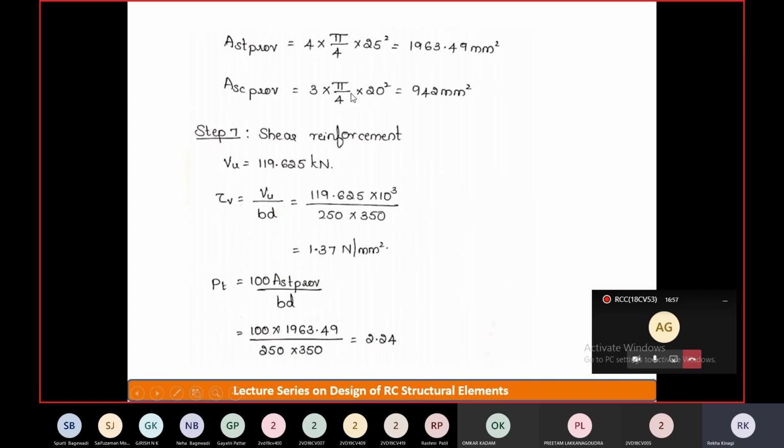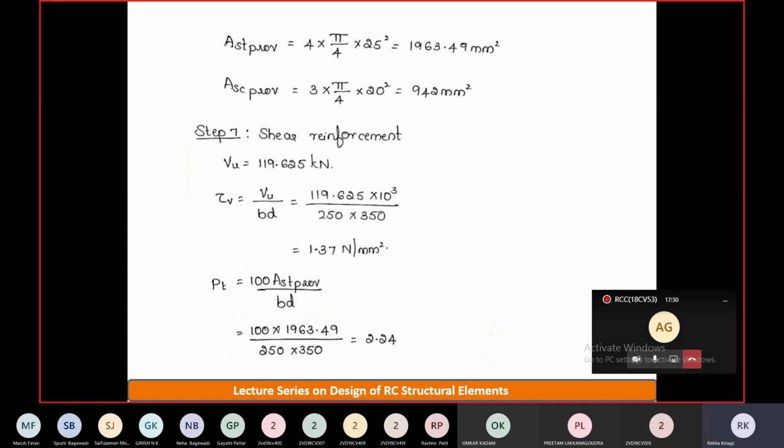Similarly for ASC provided, it is 942 mm square. Now once we are done with this, the next thing is to calculate the shear reinforcement and to check whether nominal shear reinforcement is to be provided or shear reinforcement has to be designed. In order to check for that, we need two values, that is tau v and tau c. Tau v is nothing but nominal shear stress and tau c is design shear stress.